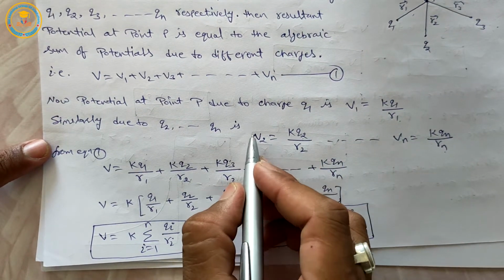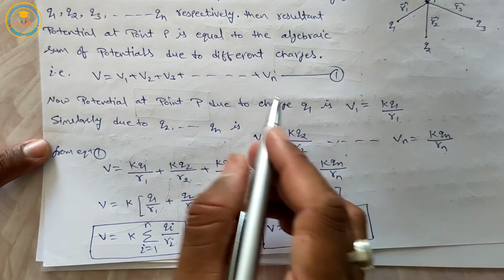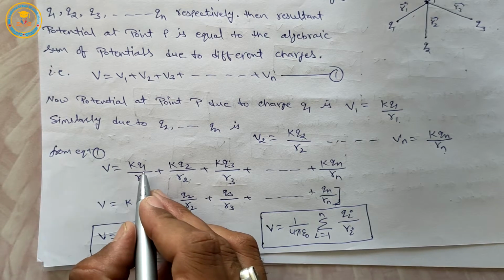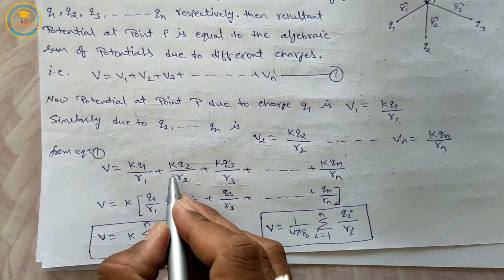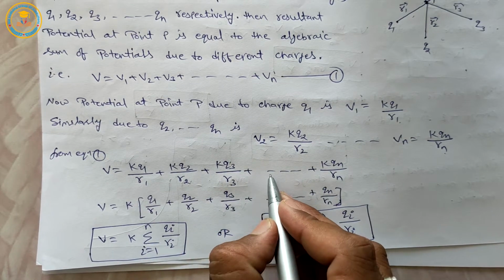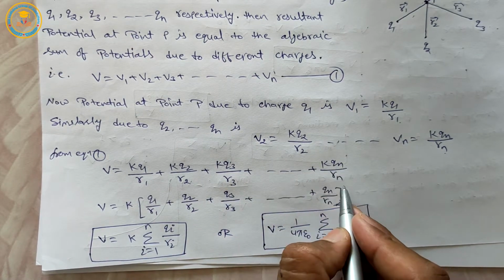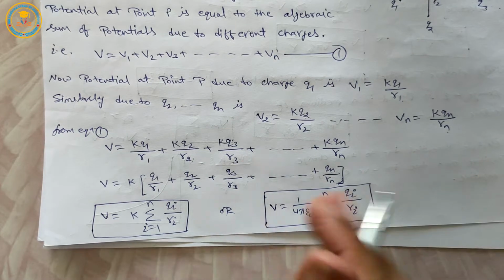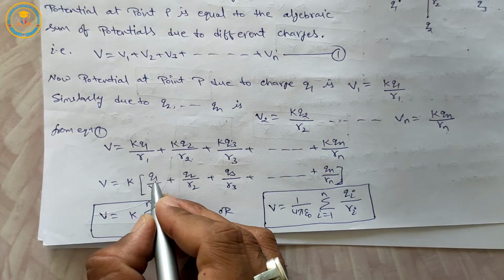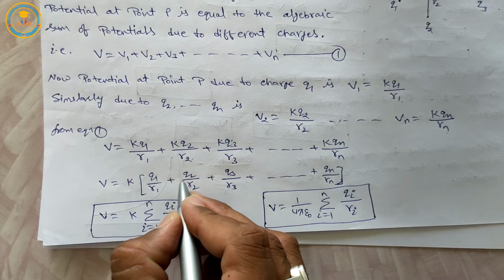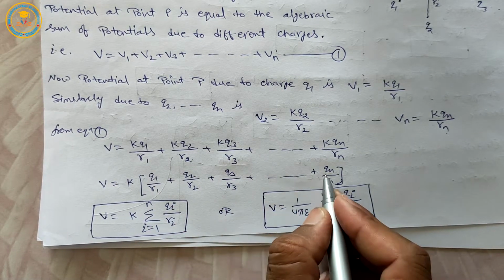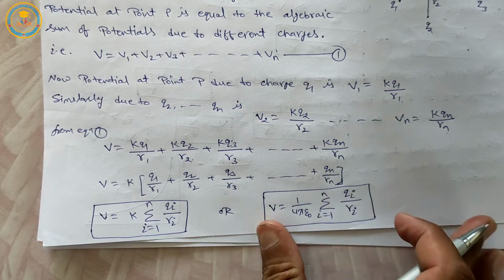Put the values of V1, V2, V3 and so on Vn in equation 1, then we get V equals KQ1 upon R1 plus KQ2 upon R2 plus KQ3 upon R3 and so on KQn upon Rn. Take K common, then V equals K times Q1 upon R1 plus Q2 upon R2 plus Q3 upon R3 and so on Qn upon Rn.